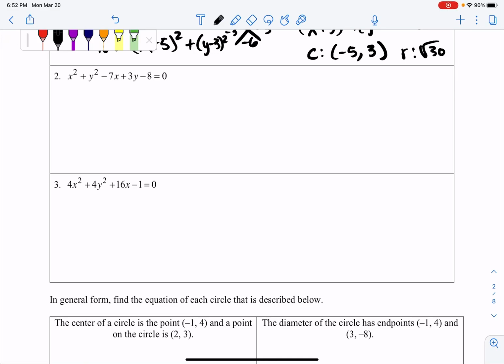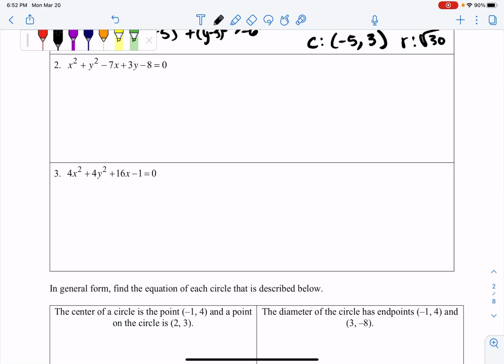So on this one, we're going to factor a 4 out so that we don't have this 4 in front of our x squared and y squared terms. So basically, we're going to divide every single term by 4. Okay, so 4x squared divided by 4 is x squared. 4y squared divided by 4 is y squared. 16x divided by 4 is 4x. And negative 1 divided by 4 is negative 1/4. And 0 divided by 4 is, of course, just 0.